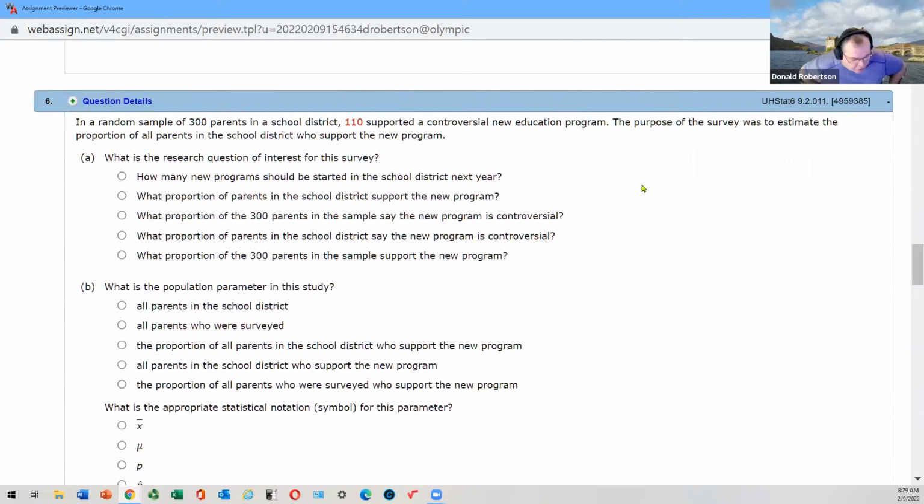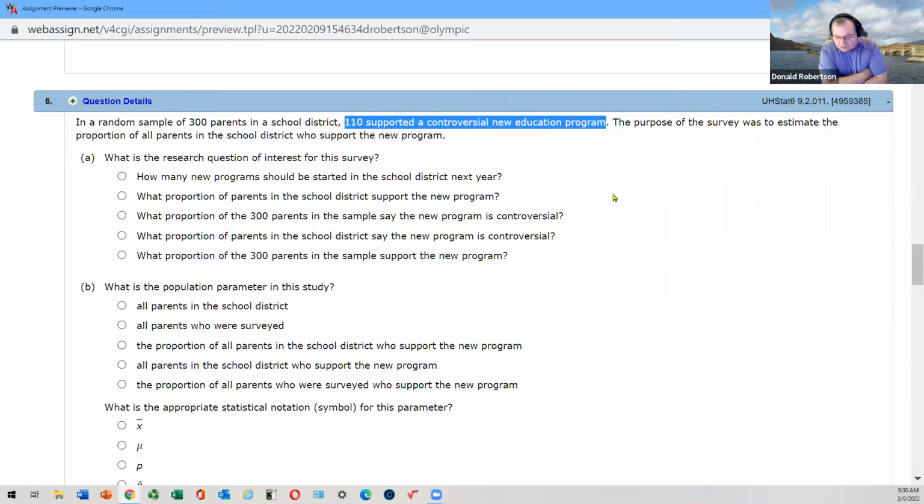Okay, here's a slightly longer version of this type of question. They took a random sample of 300 parents in a school district. 110 of them supported a controversial new education program, whatever that means. The purpose of the survey was to estimate the proportion of all parents in the school district who support a new program.